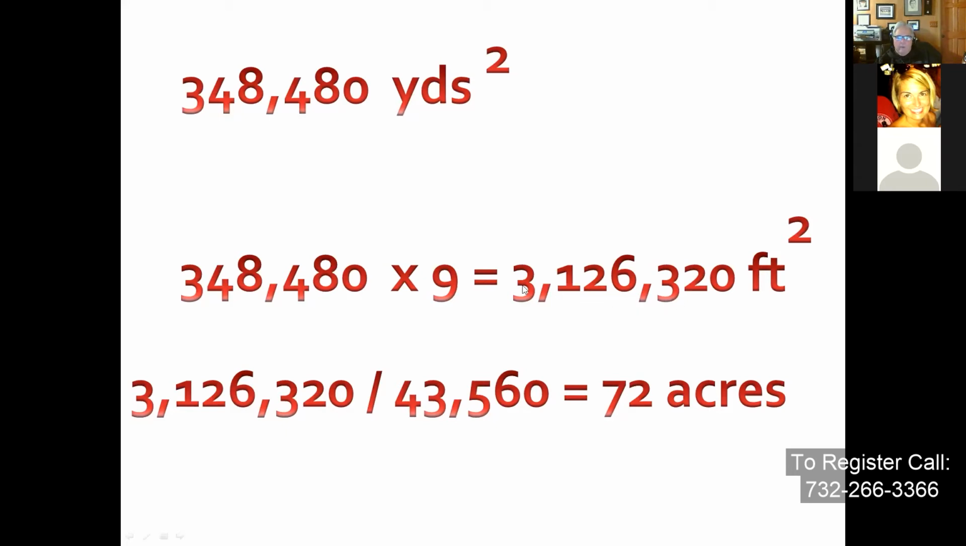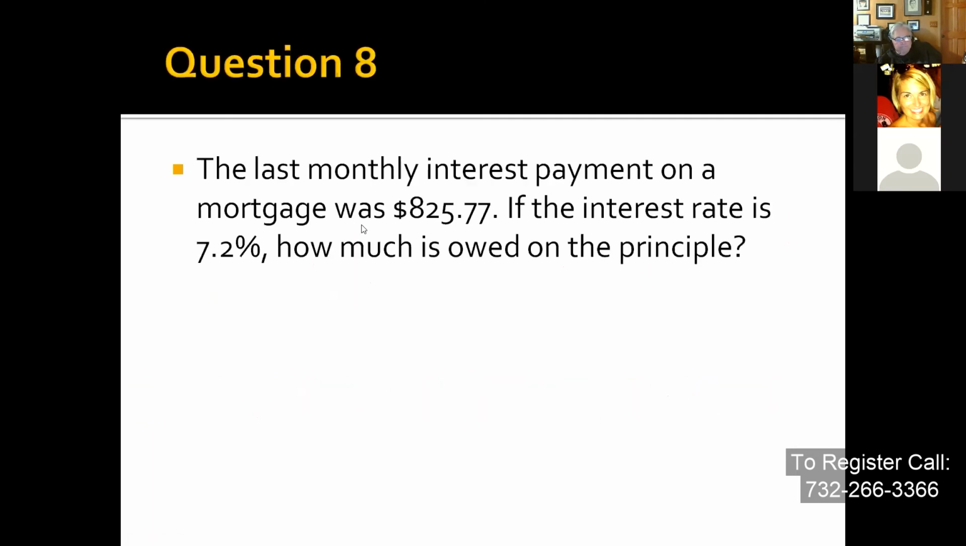So we have 3,136,320 square feet. And we know that an acre is 43,560 square feet. So if we divide that 3 million number by 43,560, we find out that our property is 72 acres. Again, just going back and forth with the conversions. This is always on the test also.